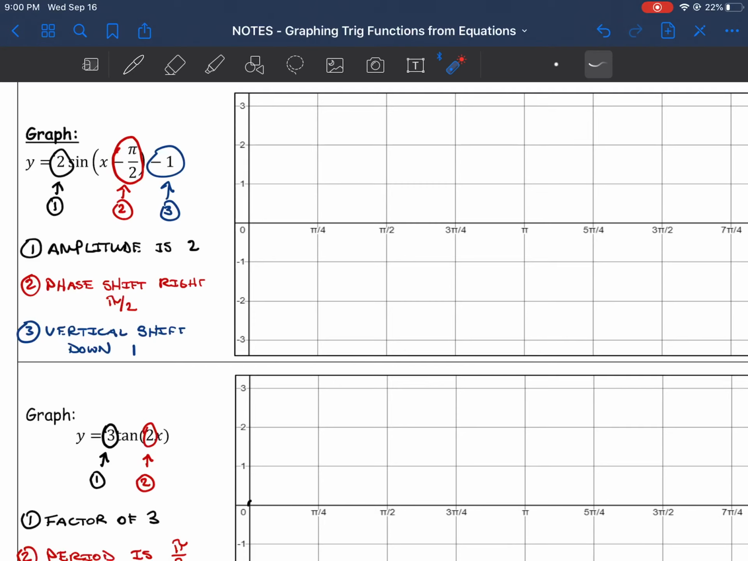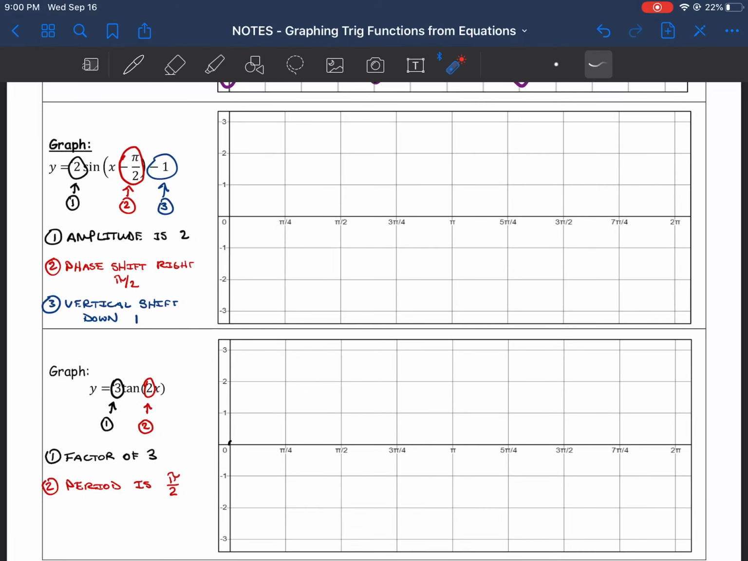So, let's think about some of the things that we're going to do here. Number one, once again, I'm going to lightly sketch the parent function of sine. The parent function of sine does start at the origin, 0, 0. We know that for the parent function of sine, by the time we hit pi over 2, we're at +1. By the time we hit pi, we're back at 0. 3 pi over 2, we're at -1. And 2 pi, we've done our full rotation. We're back at 0.